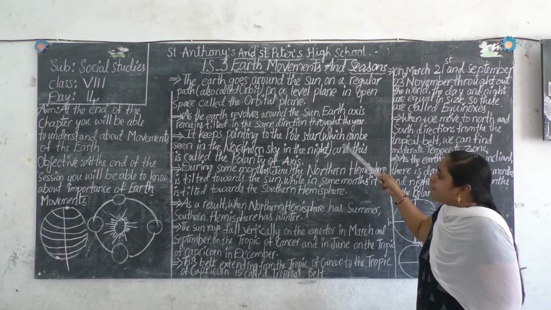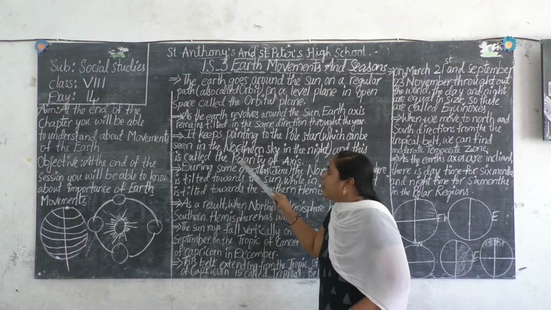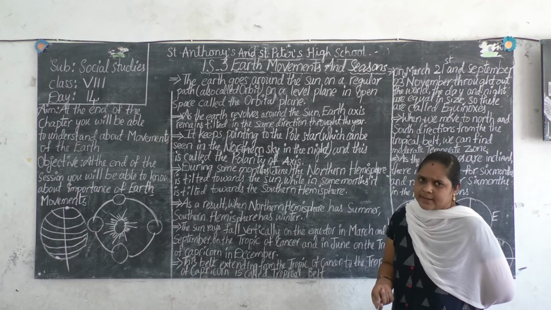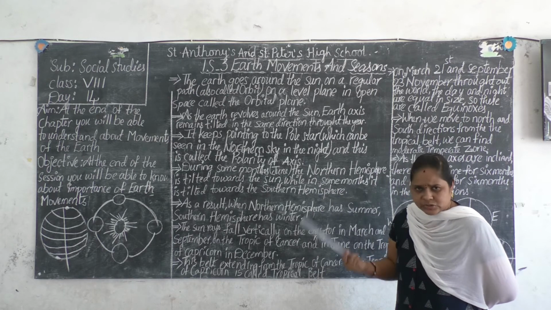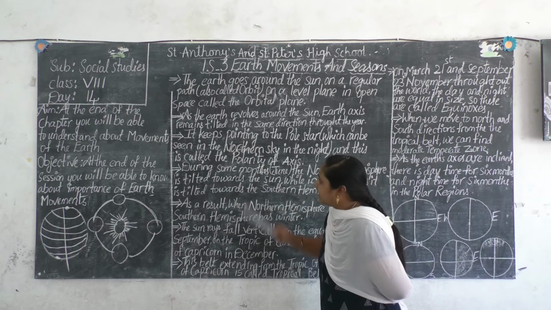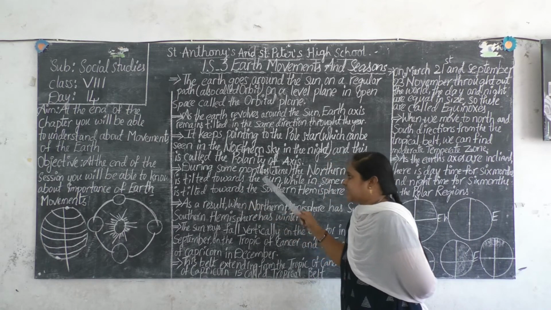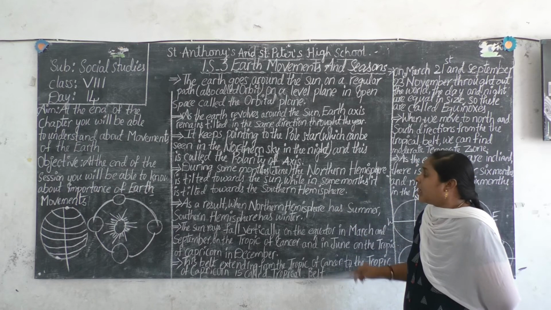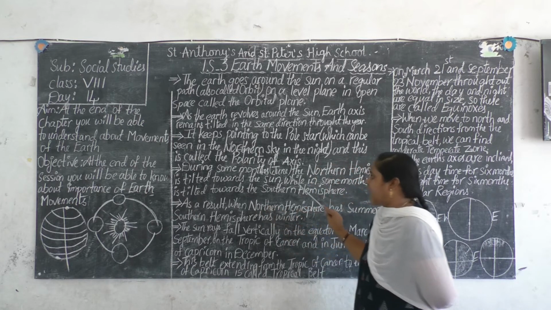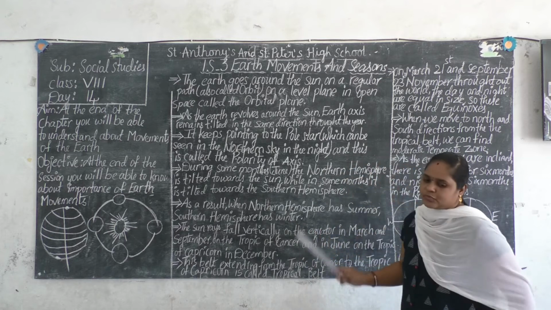Pole star means the star which can be seen in the northern sky at night, and it is called the polarity of axis. Clear? You have the idea about the axis and how it is rotating. During some months, especially June, the northern hemisphere is tilted towards the sun, while in some months it is tilted towards the southern hemisphere.